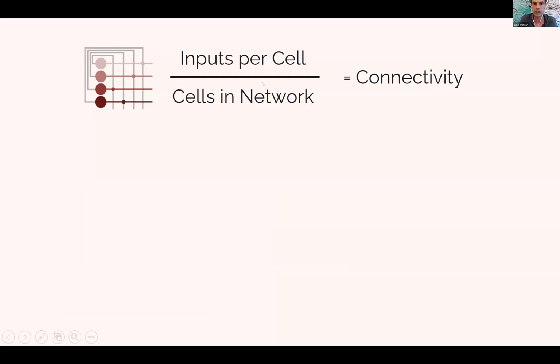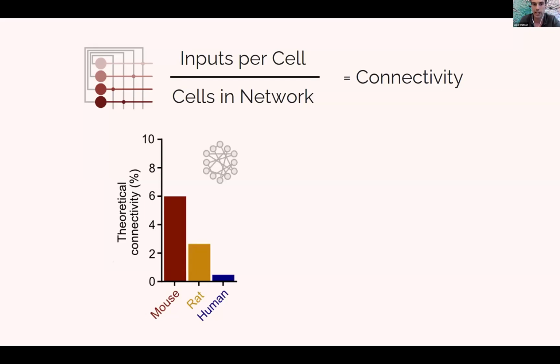By taking the number of inputs per cell and dividing it by the number of cells in the network, you get a measure of connectivity. It's simply saying, if there's 100,000 cells in a network and I can have inputs from 10 of them, that tells you the percentage connectivity in the network. And so when we do this, we can purely use anatomy, and we know the number of cells in each of these networks, and we know the number of inputs per cell, and we could predict that for a purely randomly connected CA3 recurrent network, the connectivity would be around 6% in mouse and decrease massively in the human brain, because the human brain has expanded the number of cells and not the number of inputs.